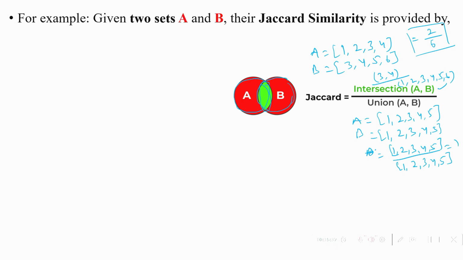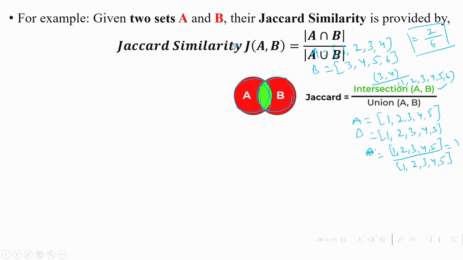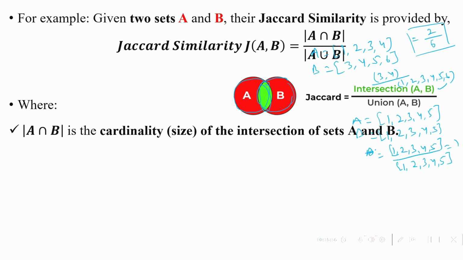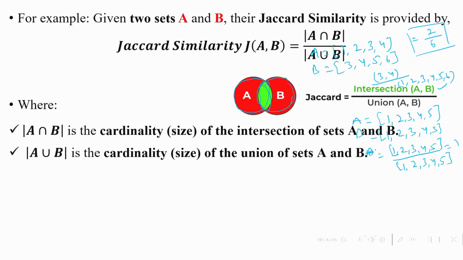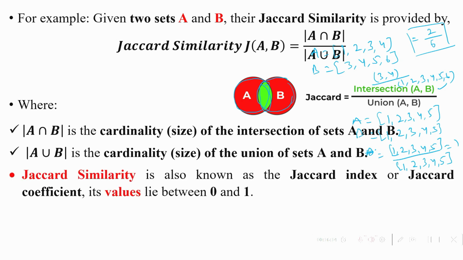Now for example, if two sets A and B are there, then the Jaccard similarity is provided by J of A comma B equals mod of A intersection B divided by mod of A union B. So simply that gives the Jaccard similarity. Here mod A intersection B is the cardinality, the size of the intersection of set A and set B, and mod A union B is the cardinality, the size of the union of set A and set B. Simply by using that, we are going to find the Jaccard similarity.